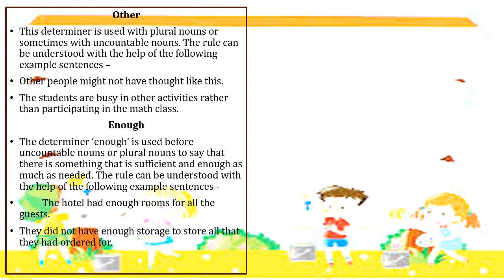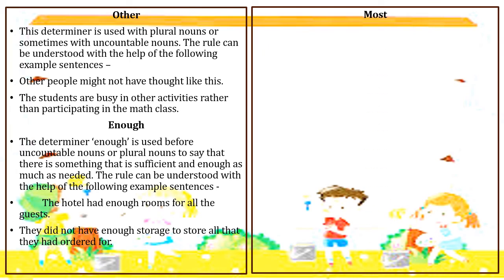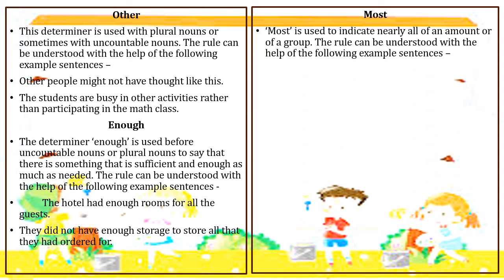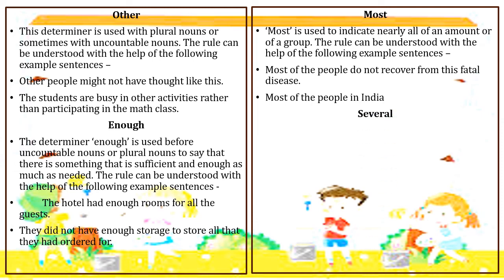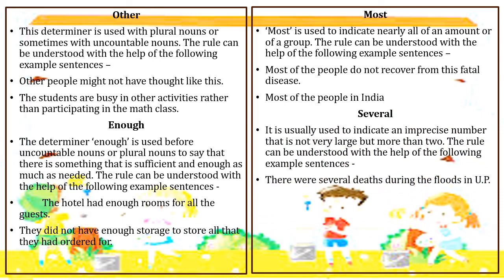Then you have most. Most is used to indicate nearly all of an amount or of a group. For example, most of the people do not recover from this fatal disease. Then you have several. It is usually used to indicate an imprecise number that is not very large but more than two. For example, there were several deaths during the floods in UP. You don't know a particular number, but definitely there were more than two. There were several cases of fraud pending against him.